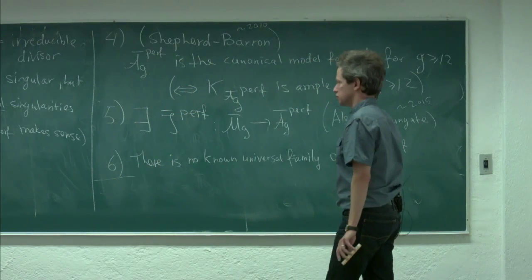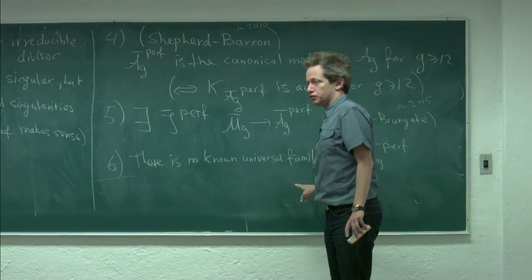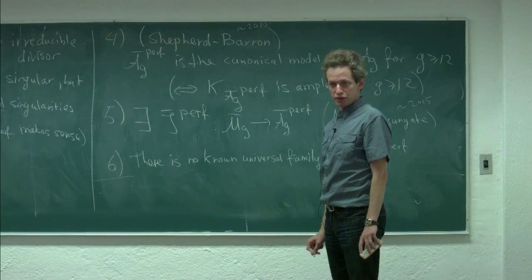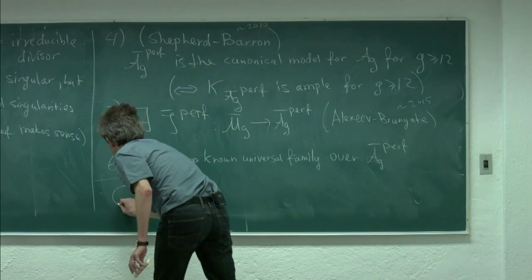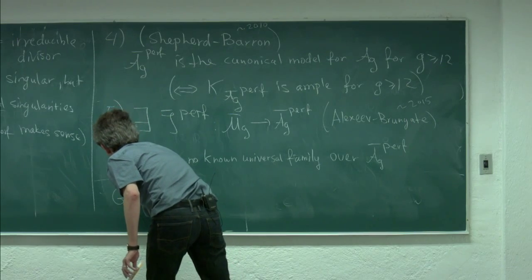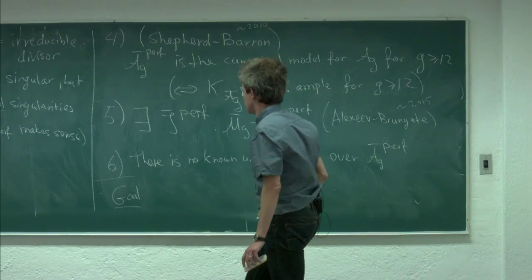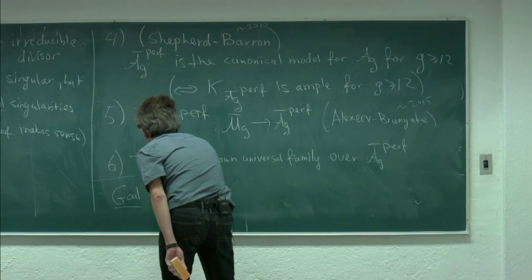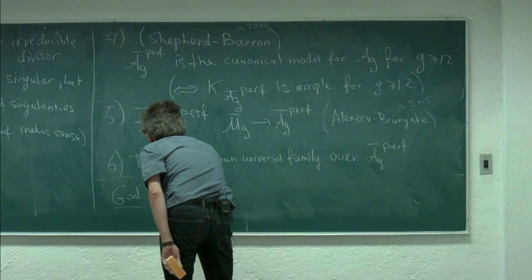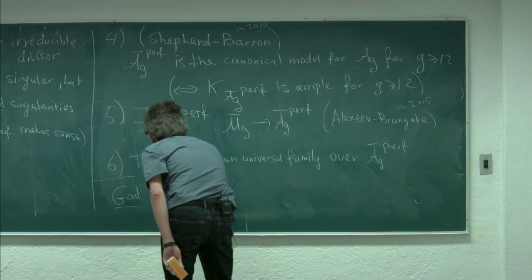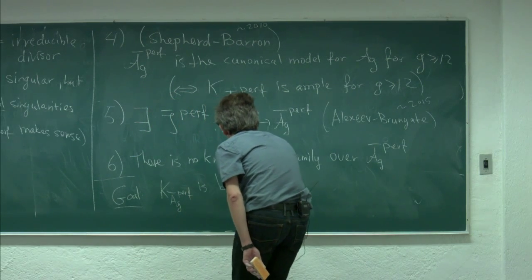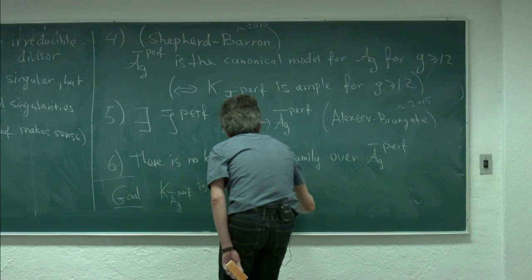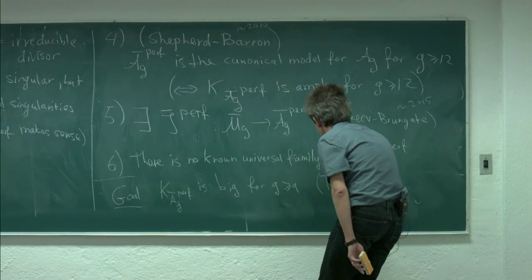And I'm already over time, so I'll just take this amount of space to tell you what the remaining hour will be so that you know whether you come back. So the goal will be much more modest than this. I'll tell you that the canonical class of AG perf is big for G at least 9. And this is a proof due to Tye.